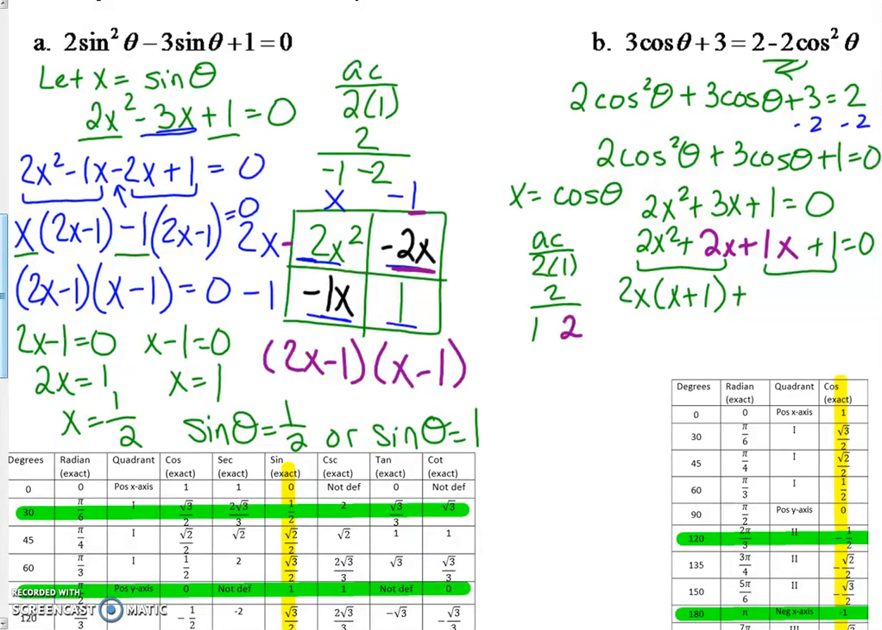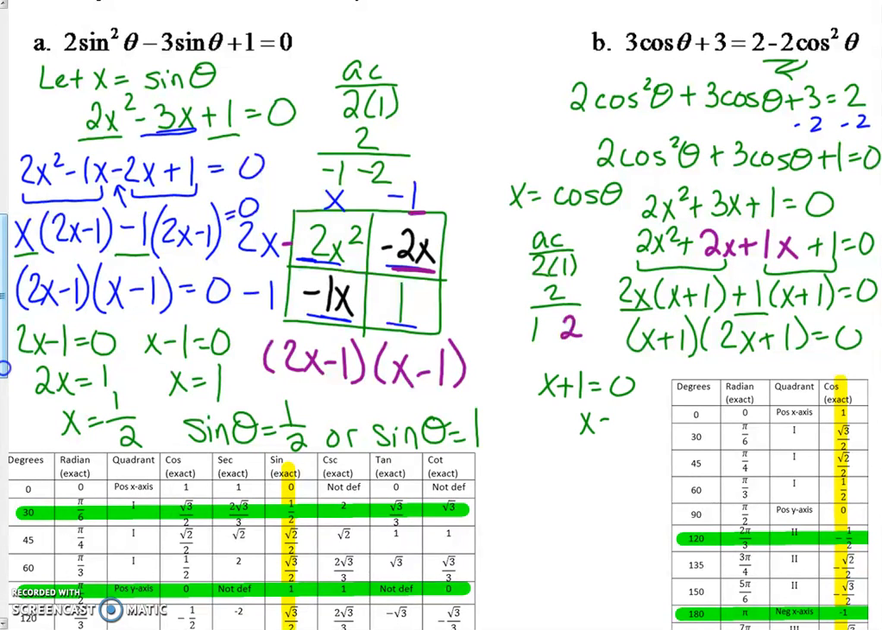The second set, I have a 1 in common. I have to take out at least a 1. My parentheses are again the same, and I put what's left in the other set of parentheses. So what's left is what's outside of those parentheses, so my 2x plus 1. Again, we're going to take each set of parentheses, setting them equal to 0. So I have x equal to -1. The second one is going to give me -1/2.